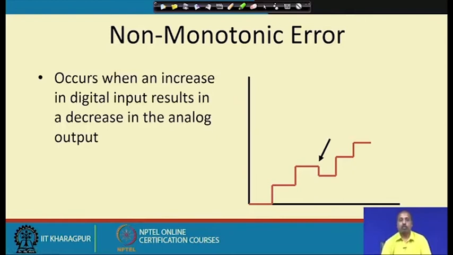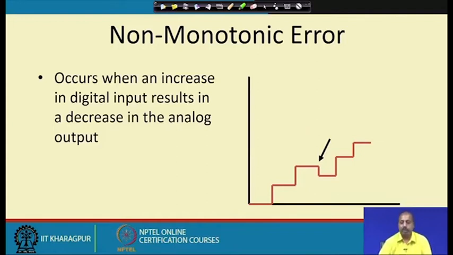Then there is a non-monotonic error. Monotonicity means it is increasing or decreasing in a particular sequence. As you increase the digital input, it is expected that the analog output will also increase, and if you decrease the digital input, the analog output should decrease. We are not bothered about linearity here. Suppose we accept that linearity is not a concern. We just want that with increasing digital value, the output should increase, and with decreasing digital value, the output should decrease.